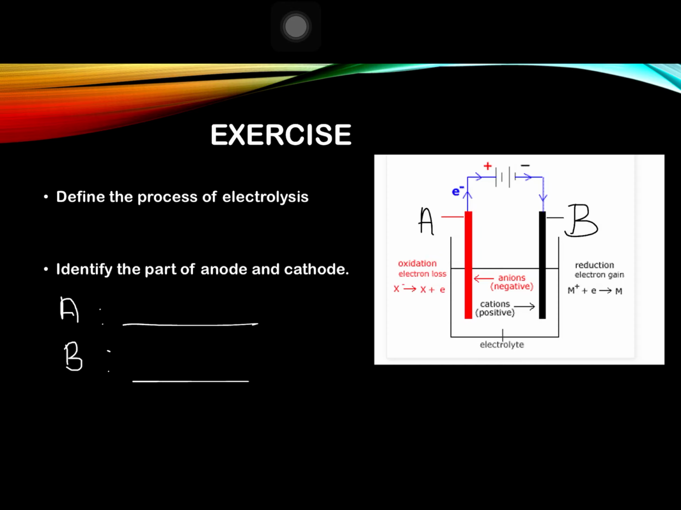So at the end of this lesson, I would like you all to do some exercises. First, define the process of electrolysis. If you paid attention to our lesson just now, you will definitely know the answer. Number 2, identify the parts, anode and cathode, A and B. Simple, right? And just now I already explained. So this homework I would like you all to do and pass up. Okay? Thank you. So that's all for our lesson.